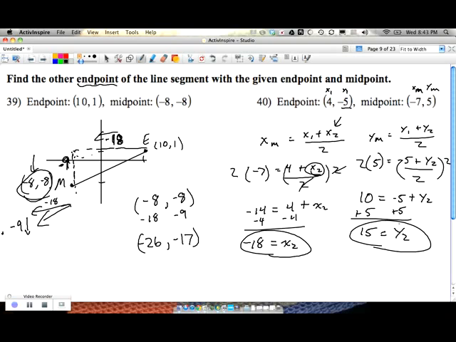This might seem a little bit simpler, but it's also a little bit easier to make a mistake just because you have to get the formula right. So let's go ahead and put these two things together into an ordered pair. X is -18 and y is 15. There we go. Keep on moving.